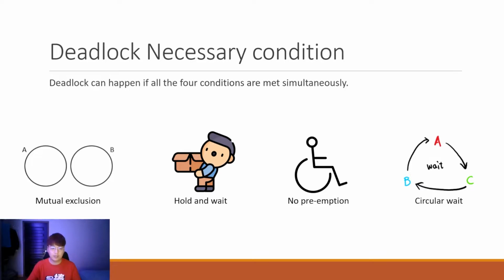Fourth, circular wait. This condition is where all the pending processes are waiting for one another. For example, A waits for B, B waits for C, and C waits for A. Therefore, once again, when all these four situations happen together, deadlock happens.